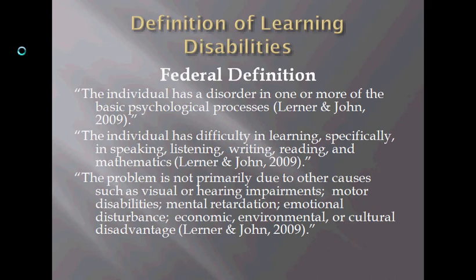There are 4 federal definitions. These come from Lerner and Johns. The first one states that the individual has a disorder in one or more of the basic psychological processes. The individual has difficulty in learning, specifically in speaking, listening, writing, reading, and mathematics. The problem is not primarily due to other causes such as visual or hearing impairments, motor disabilities, mental retardation, emotional disturbance, economic, environmental, or cultural disadvantages.